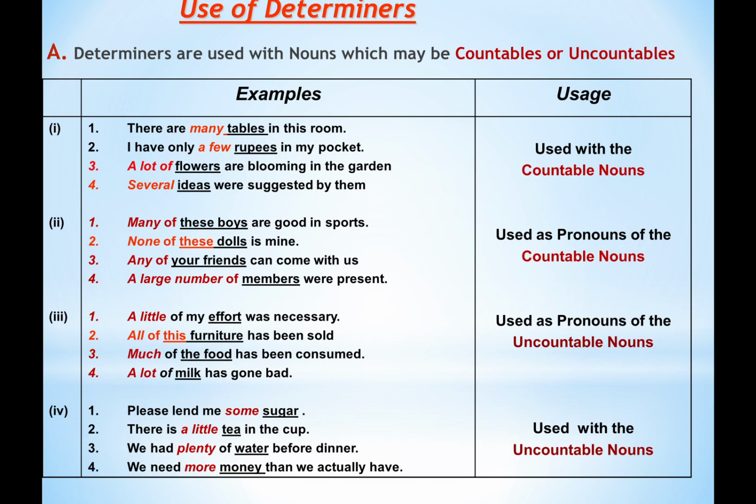Use of determiners. Determiners are used with nouns which may be countable or uncountable. So we will see a few examples and side by side see their uses. There are many tables in this room. I have only a few rupees in my pocket. A lot of flowers are blooming in the garden. Several ideas were suggested by them. Here these are used with countable nouns. So many tables, countable; few rupees, rupee is countable; flowers are countable, like that.